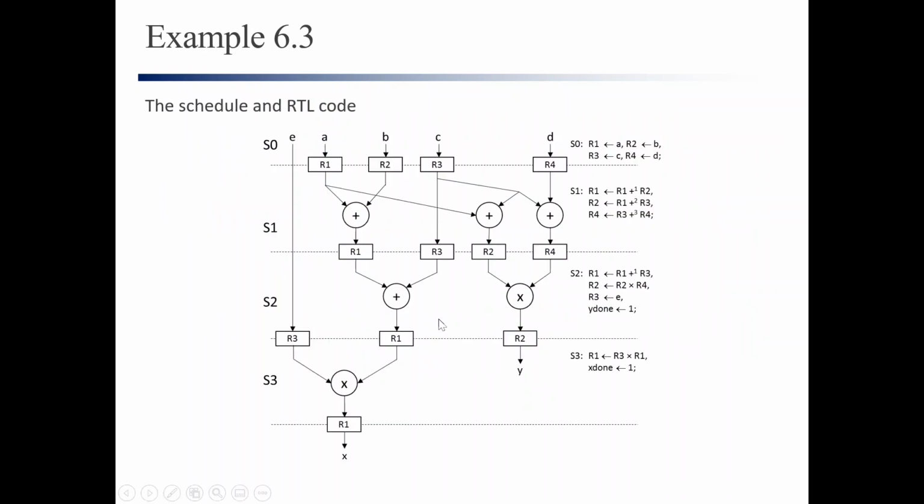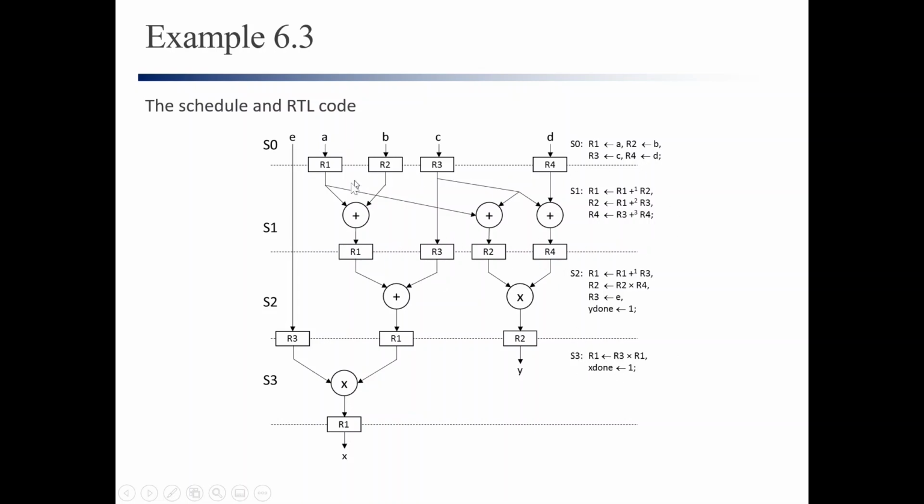And this is the schedule and also the resource allocation for our design. Based on this DFG, we can create the schedule like this. So we have S0 until S3 here, right? I have explained to you how to derive this last week. And from this, we can derive the RTL code.